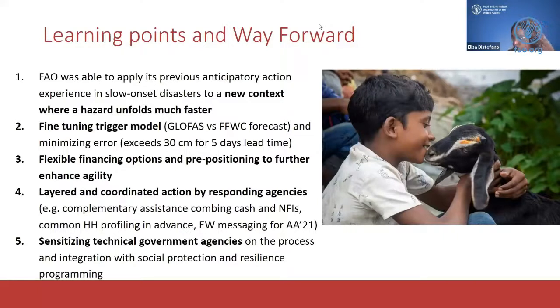For 2021, we are doing common household profiling, a multi-agency one, and planning for complementary assistance, combining cash and NFIs by different agencies, along with early warning messaging. Also, we found that apart from the Department of Disaster Management, the other technical agencies involved in the livestock and agricultural sector need more sensitization. And this needs to be further integrated with social protection and resilience programming.